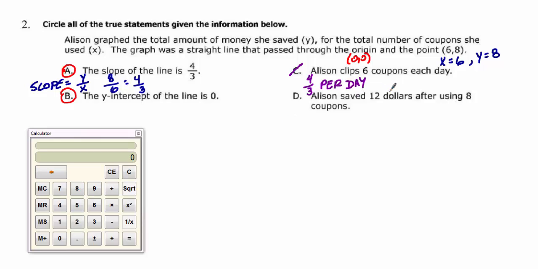Finally, she saved $12 using 8 coupons. So we take the 12, that's the dollars saved, money saved is the y. We divide it by the 8. That simplifies to the fraction 3 over 2. And since 3 over 2 is not equal to 4 over 3, that statement's false. So you're testing everything against that slope. You need to remember that slope formula. Slope equals y divided by x.